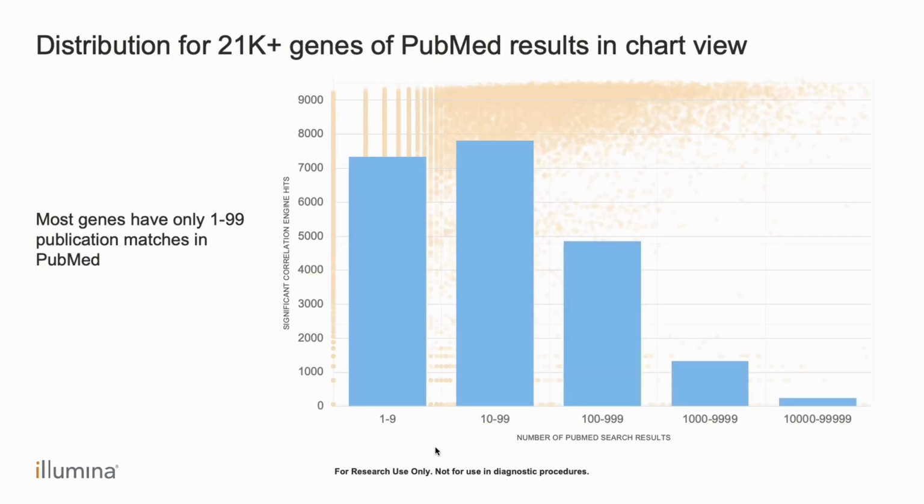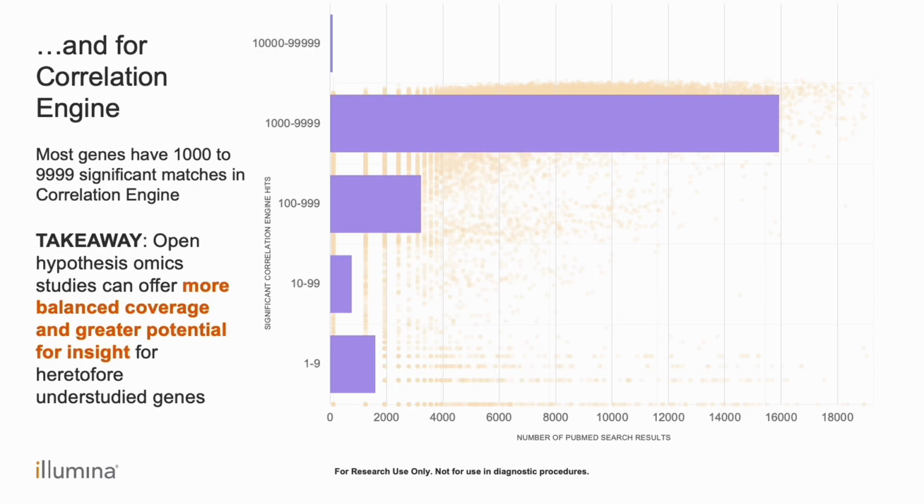70% of the 21,000 plus genes have less than 100 PubMed search results, and 34% have only 1 to 9 PubMed search results. In comparison, most of those genes have between 1,000 and 9,999 significant matches to the public omics studies in Correlation Engine. In other words, the open hypothesis approach of omics studies means that there can be more balanced coverage and therefore greater potential for insight for understudied genes, the bulk of genes whose function and roles we still don't fully understand.